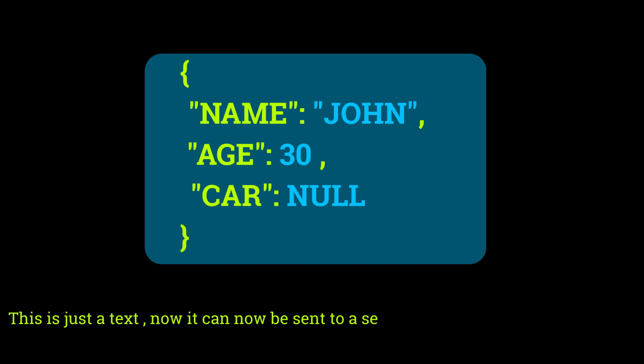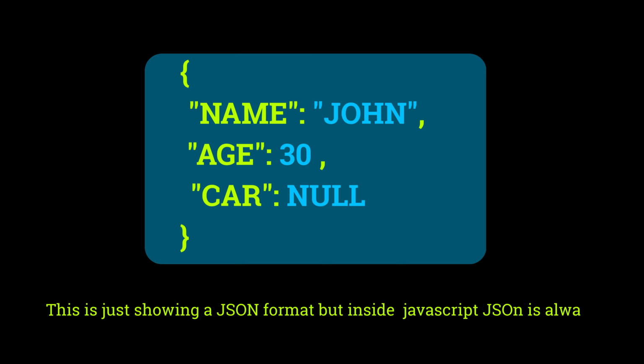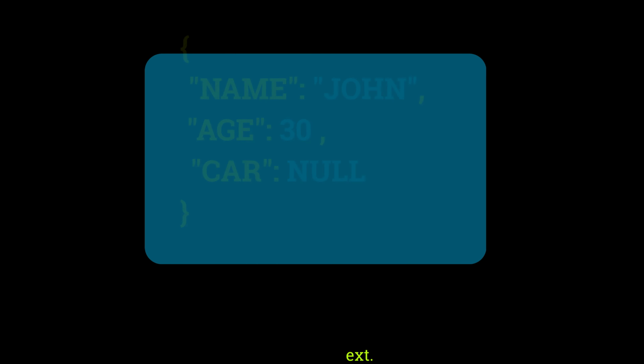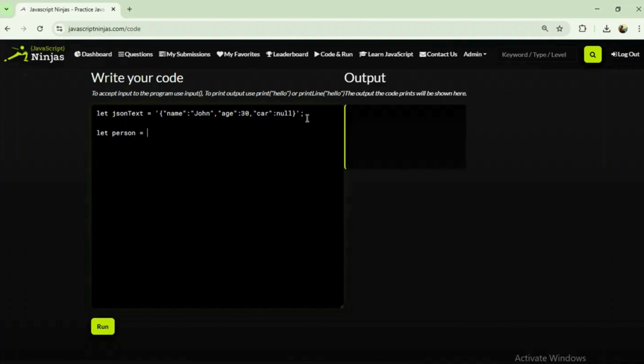This is just text, but it can now be sent to a server, saved, or later converted to a JavaScript object. This is just showing the format of JSON. But inside JavaScript, JSON is always stored as text. That means we need to put quotes around it, like this. After that, we can use JSON.parse to convert it into a JavaScript object. After converting, we can easily access values using dot notation like person.name or person.age.